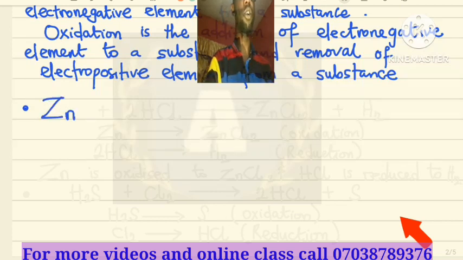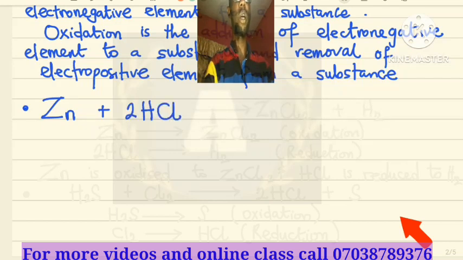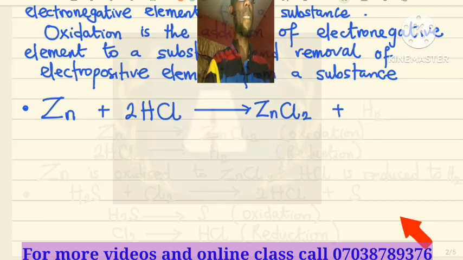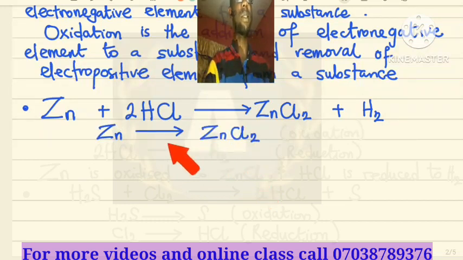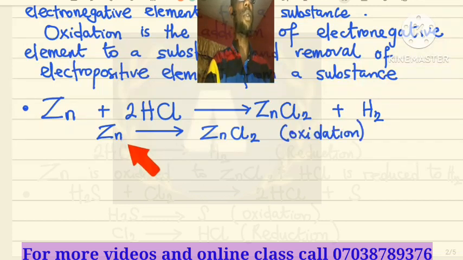Now, in this reaction, we have zinc reacting with hydrochloric acid to yield zinc chloride and hydrogen. Here we added an electronegative element to zinc and it formed zinc chloride. So zinc has been transformed from zinc to zinc chloride. Do not forget that chlorine is an electronegative element. So addition of an electronegative element to zinc makes the process oxidation.